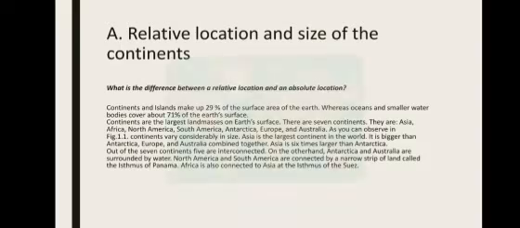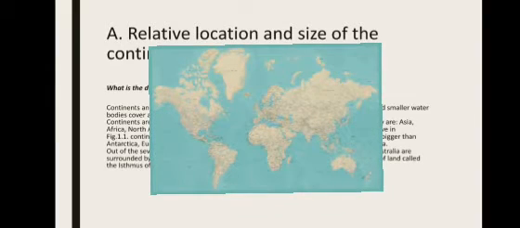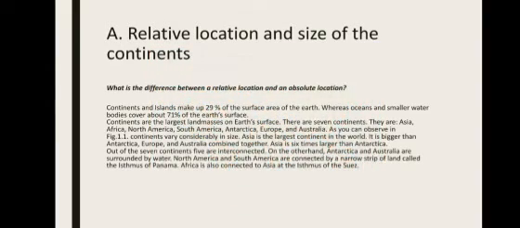As you can observe in the figure that you can see on the screen right now, continents vary considerably in size. Asia is the largest continent in the world. It is bigger than Antarctica, Europe, and Australia combined together. Asia is 6 times larger than Antarctica. Out of the 7 continents, 5 are interconnected. On the other hand, Antarctica and Australia are surrounded by water.